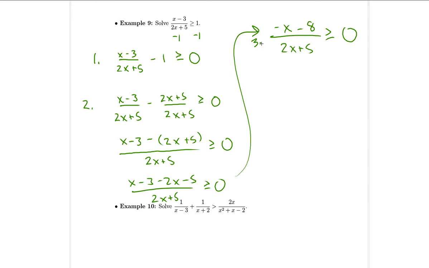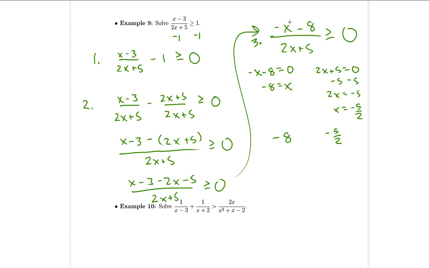All right, and now we're going to determine the values that make the top and bottom 0, right? So negative x minus 8, so we've got negative 8 equals x. And then 2x plus 5 is equal to 0. 2x equals negative 5, so x equals negative 5 halves. So we have the numbers negative 8 and negative 5 halves.